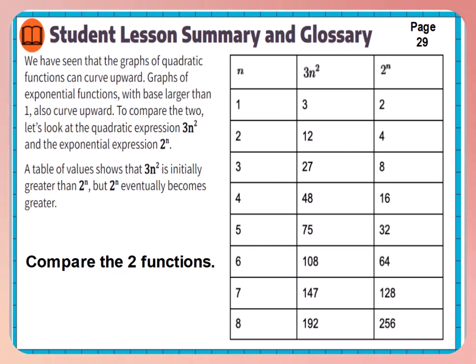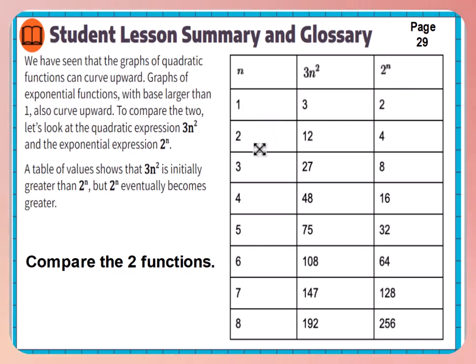All right, turn to page 29 and continue going through the lesson summary and glossary. We've seen that the graphs of quadratic functions can curve upward. Graphs of exponential functions with bases larger than 1 also curve upward. To compare the two, let's look at the quadratic expression 3n squared and the exponential expression 2 to the n. We have a table of values for n.